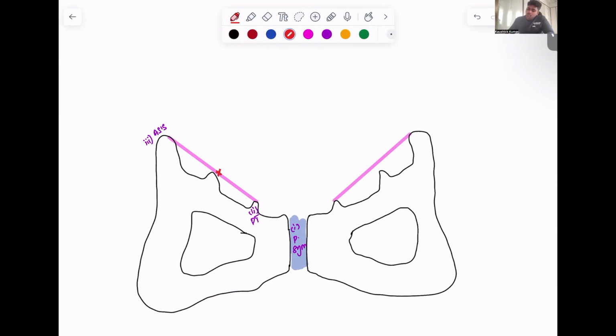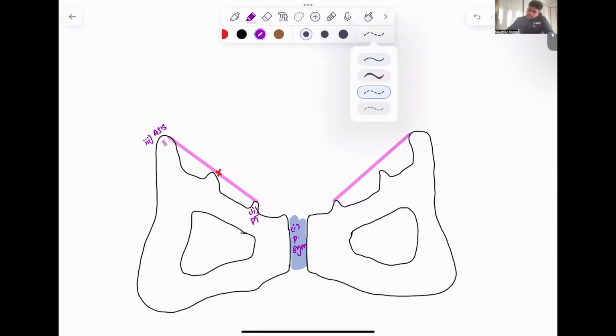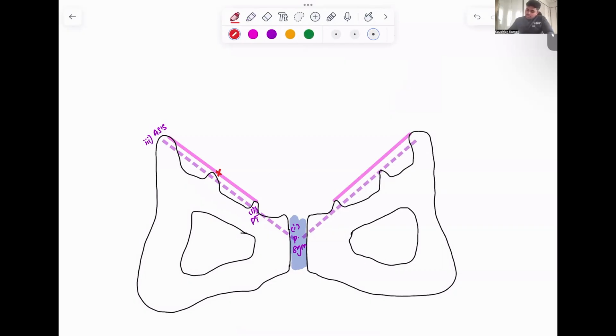To know about mid-inguinal point, we have to draw an imaginary line that extends from ASIS to pubic symphysis, like this. So the midpoint of that imaginary line that we drew is your mid-inguinal point. So the fourth important landmark is inguinal ligament. Fifth is midpoint of inguinal ligament. And sixth landmark is mid-inguinal point.